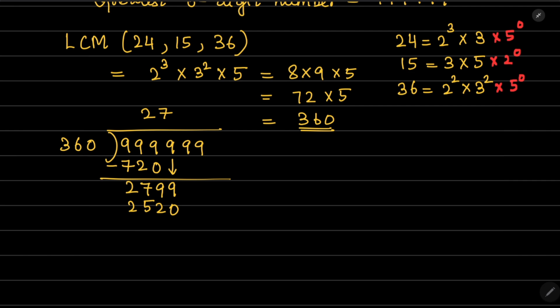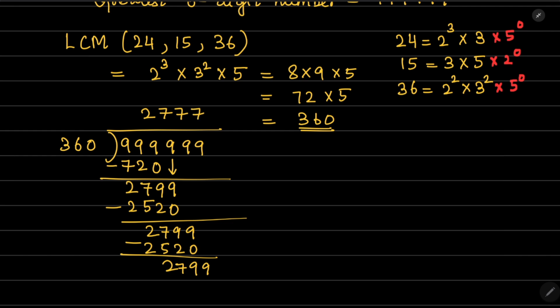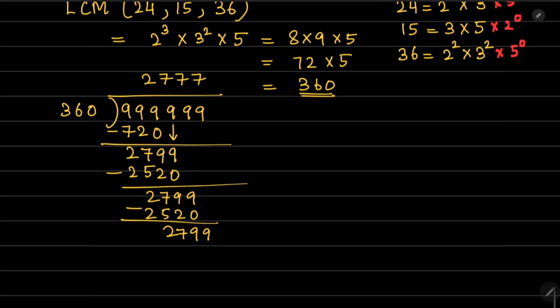Okay. And then subtract it. So 9, 7, 2. Again take a 9 down. So again 7, 0, 2, 5, 2. Subtract it. You will get 9, 7, 2, 79. Again take a 9, so you'll multiply it with 7. So you will get 2, 5, 2, 0. What is the remainder here?